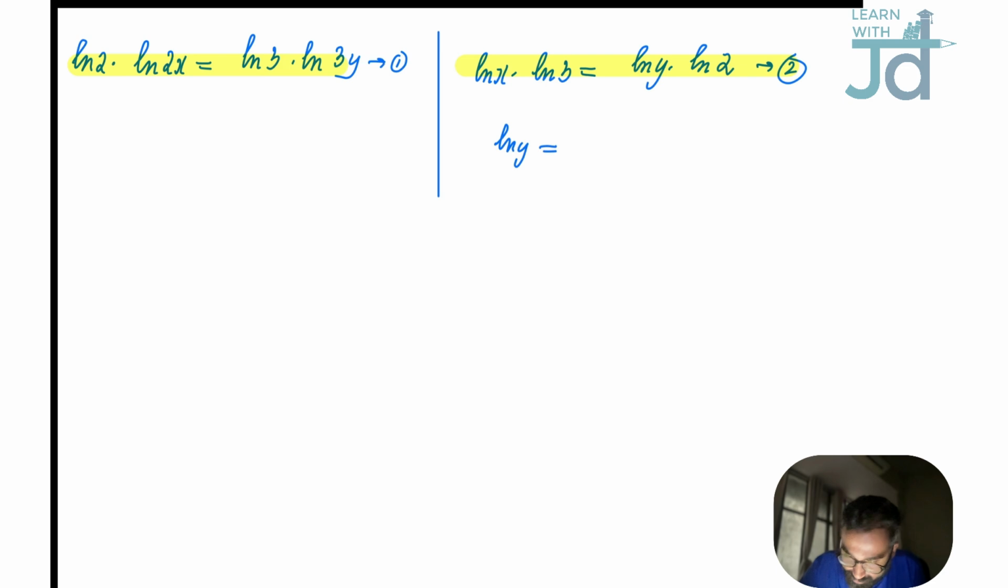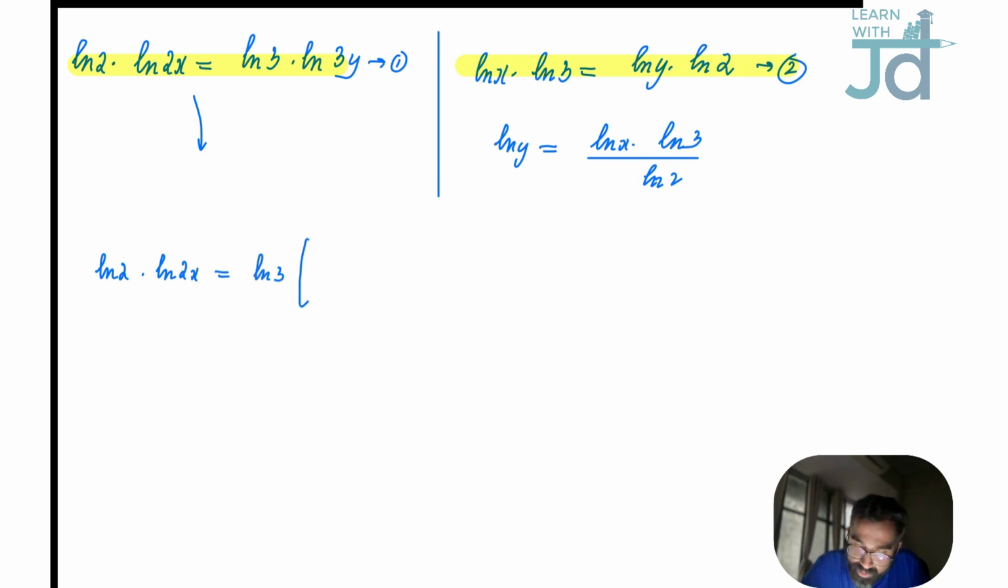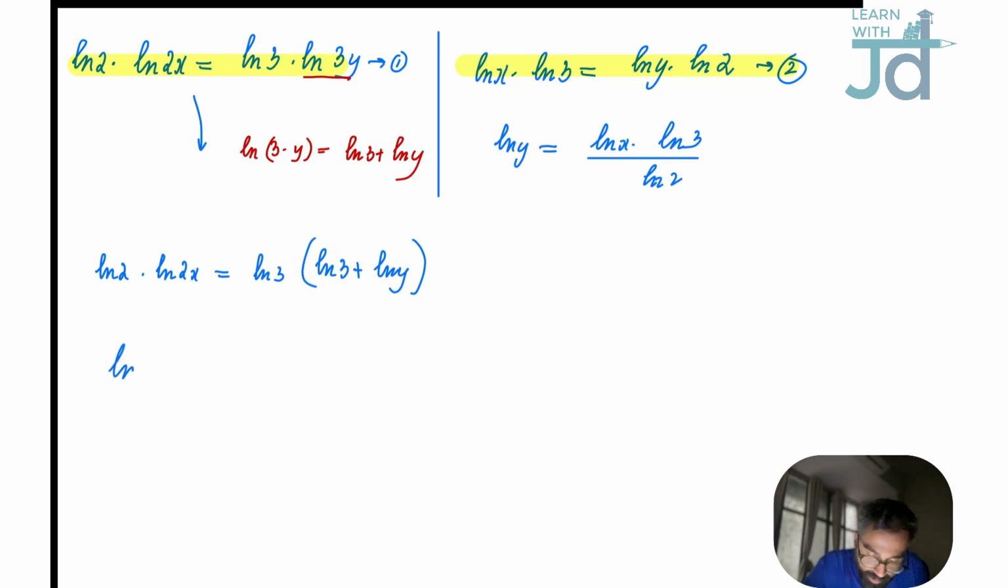ln y, I can write it as ln x into ln 3 divided by ln 2 from this equation. Now from the other equation you will get ln 2 into ln 2x is equal to ln 3y. ln 3y is ln 3 into y. I can write it as ln 3 plus ln y, since log ab is log a plus log b. Now I can substitute back ln y here.